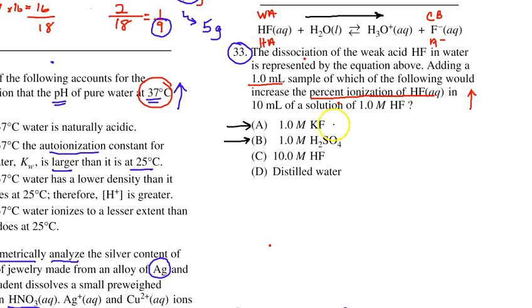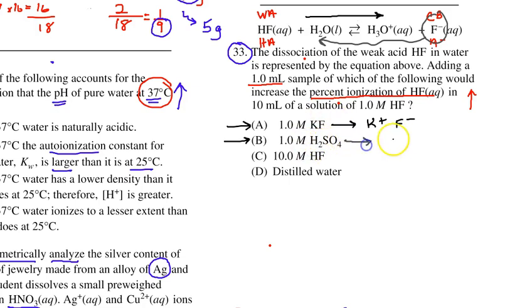If I have KF, we should know KF is a salt that breaks apart into K plus and F negative. And there is no potassium in the reaction, so there's no common ion, but adding more F negative would cause this reaction to go more in the reverse. Okay, so this would be a scenario where increasing the F negative would force the reaction to go more and have more undissociated HF, so that wouldn't work.